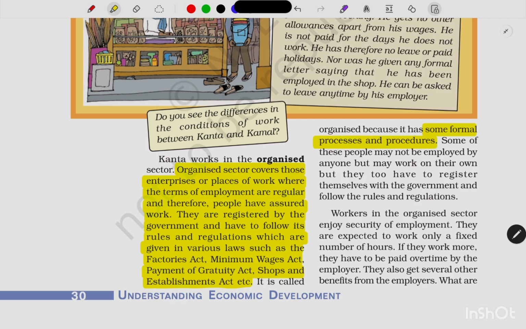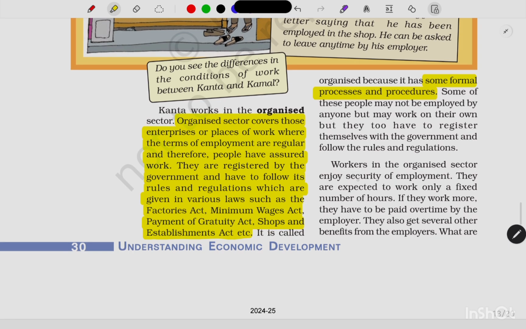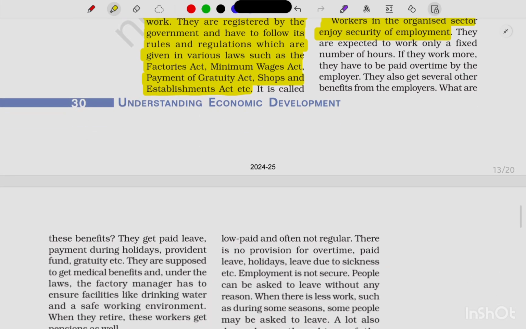Some of these people may not be employed by anyone but may work on their own, but they too have to register themselves with the government and follow the rules and regulations. Now, workers in the organized sector enjoy security of employment. They are expected to work only a fixed number of hours. If they work more, they have to be paid overtime by their employer. They also get several other benefits from the employer.